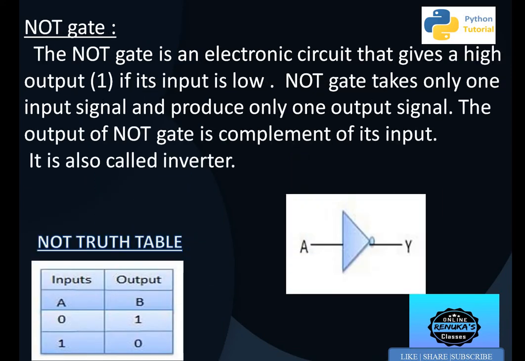Then comes the NOT gate, which means reversal. This is the symbol of the NOT gate. It has only one input, not more than one. If the input is 1, the output will be 0, and if the input is 0, the output will be 1, means the opposite of the input. That is the NOT gate.